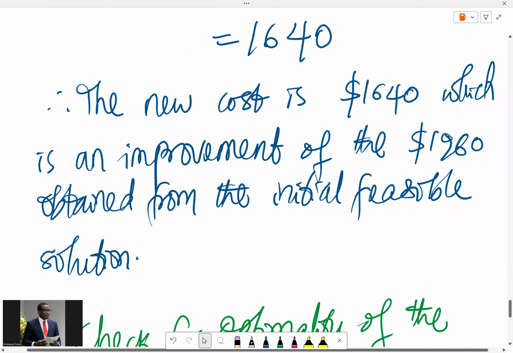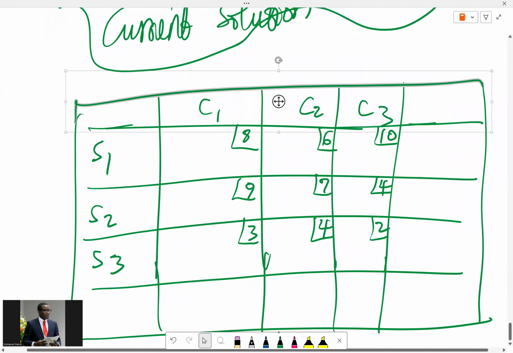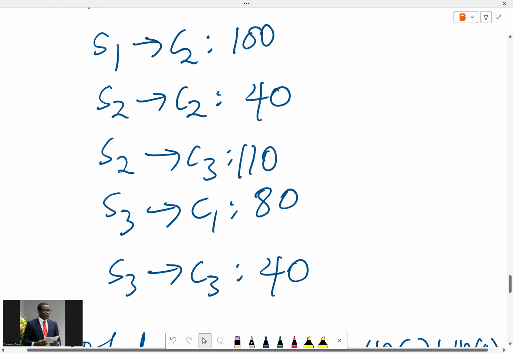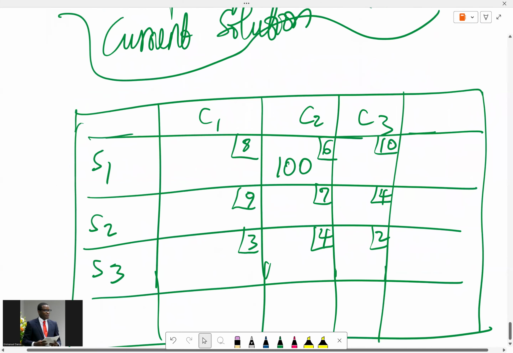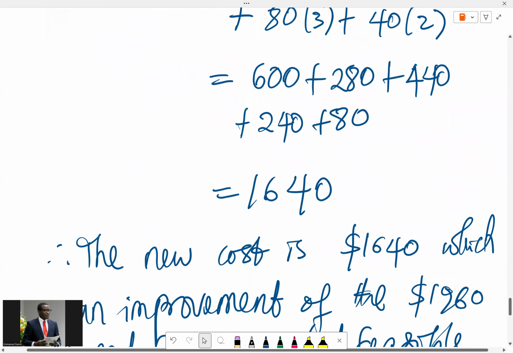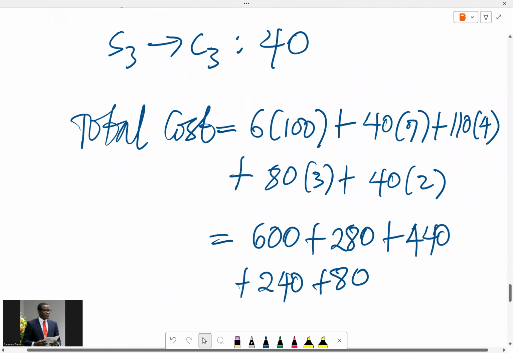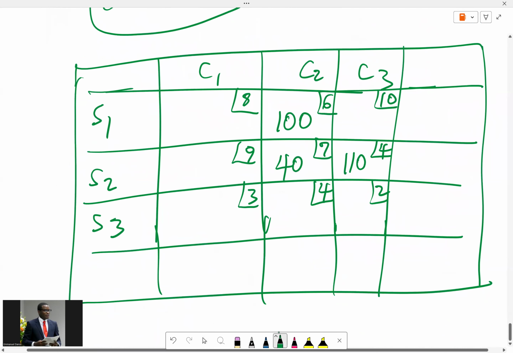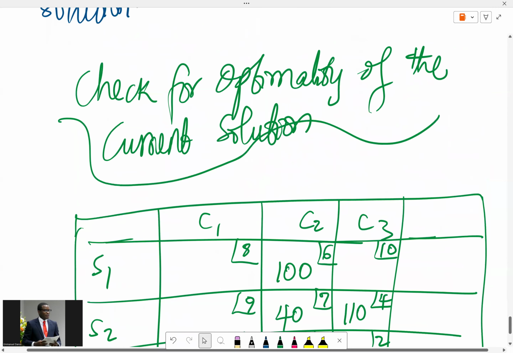Okay, S1 to C2, 100, right? S1 to C2, 100. Then S2 to C2 is 40. Then S2 to C3 is 110. Then what else?